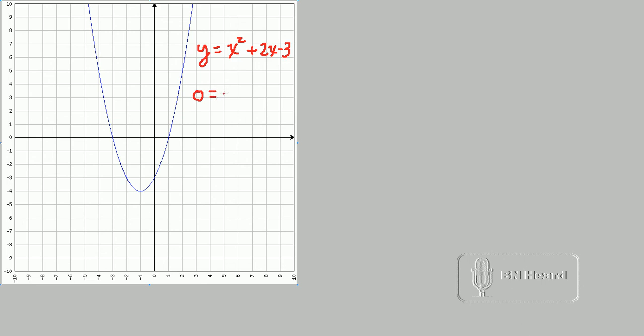0 equals x squared plus 2x minus 3. In other words, we want to know what the value is when y equals 0. Remember that this axis is your y, the vertical axis, and the horizontal is your x. Now y goes up 1, 2, 3. At the x-axis, y equals 0, and it goes down, -1, -2.